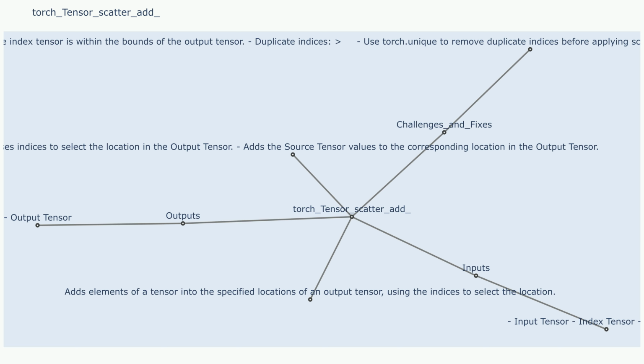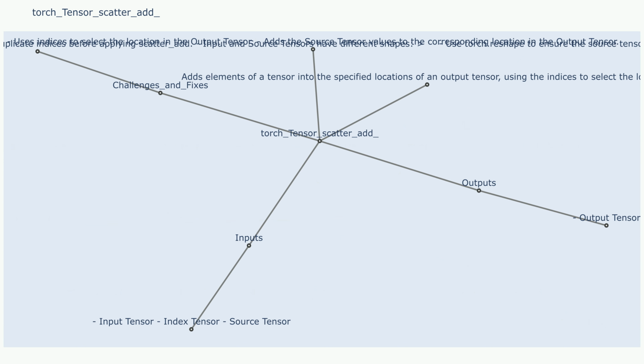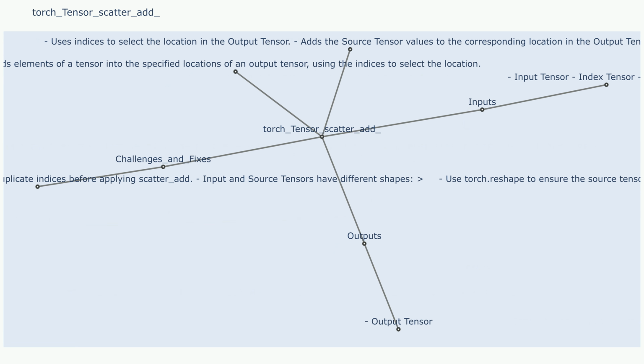Torch tensor scatter_add_. Description: the scatter_add_ function performs an in-place addition of elements from a source tensor into a destination tensor based on a given index tensor. The function iterates through the source tensor's elements and adds them to the corresponding elements in the destination tensor, indexed by the index tensor. Inputs.